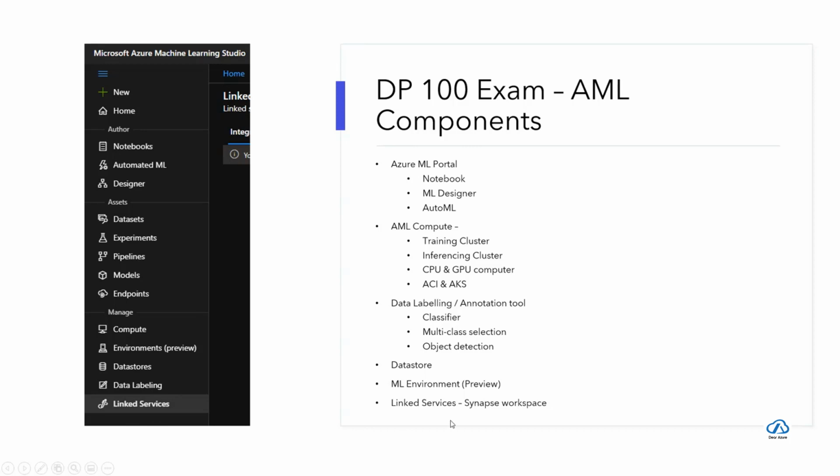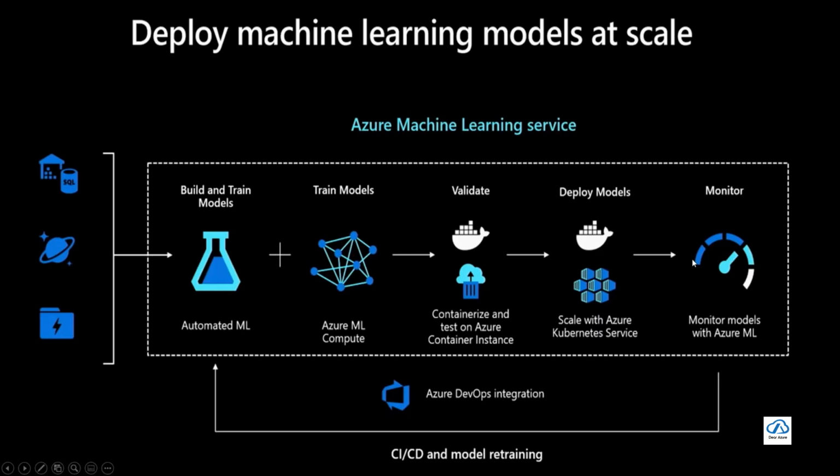And other than that, the last one is the link service. If you have used any Synapse workspace, that falls under link service, where you can connect Synapse workspace with Azure Machine Learning and use the compute and all those automated machine learning and everything. So this is the high level overview of Azure Machine Learning component, where you will get a lot of questions from all of them actually, author, asset, manage as well.